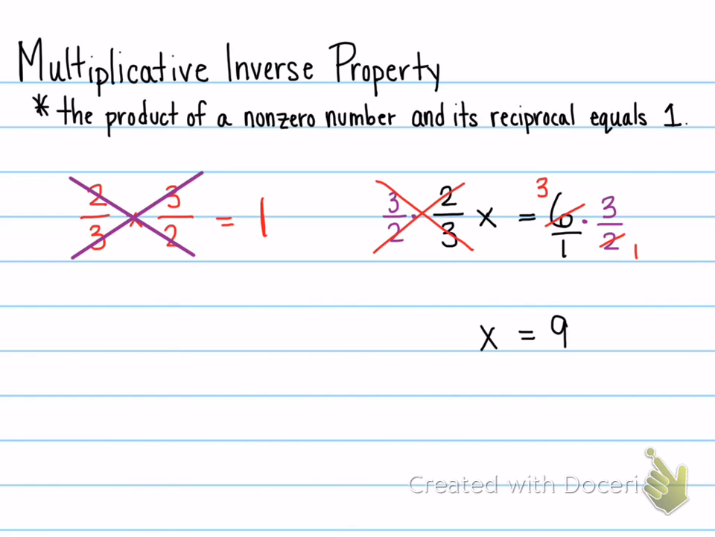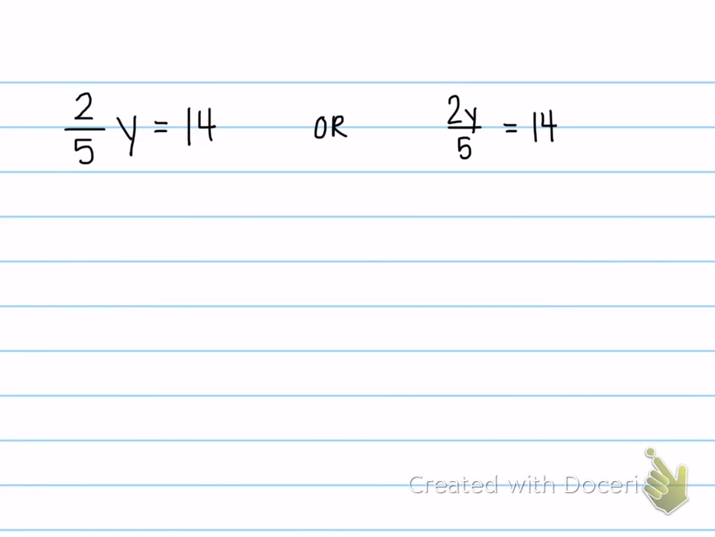Now this is going to be shown a couple different ways, so let's look at another example. These two examples right here actually mean the exact same thing. We need to realize that in this first example, 2/5 y is actually 2/5 times y/1. If you multiply across, it would say 2y/5, which is exactly what's written in the problem over here.